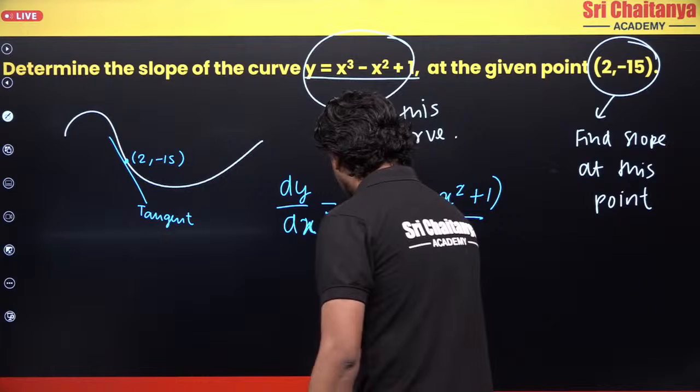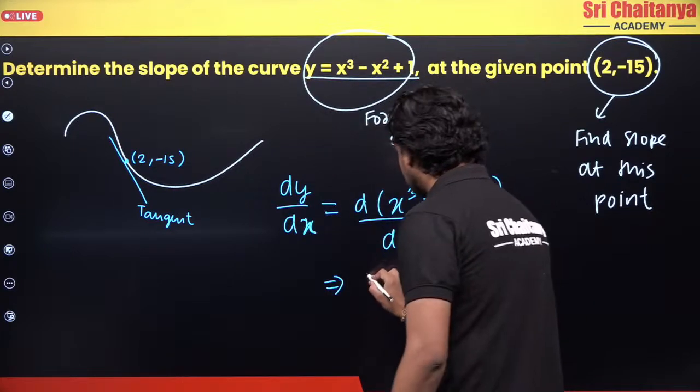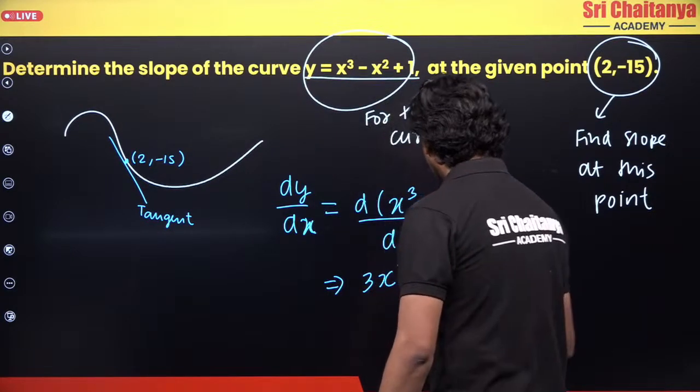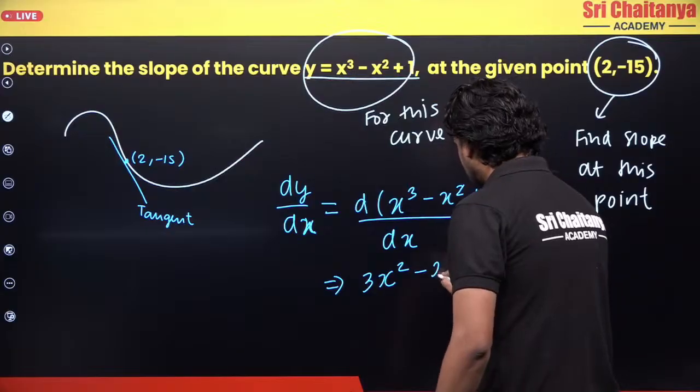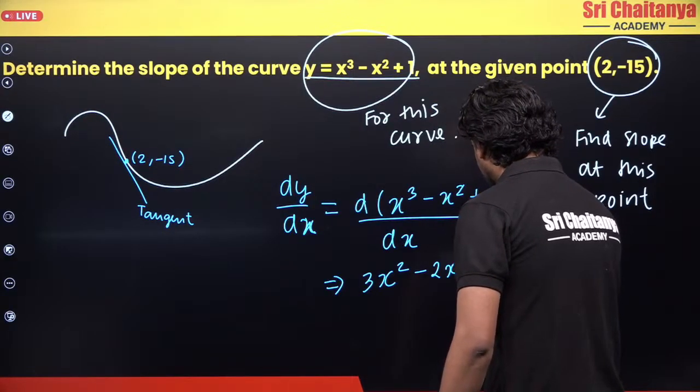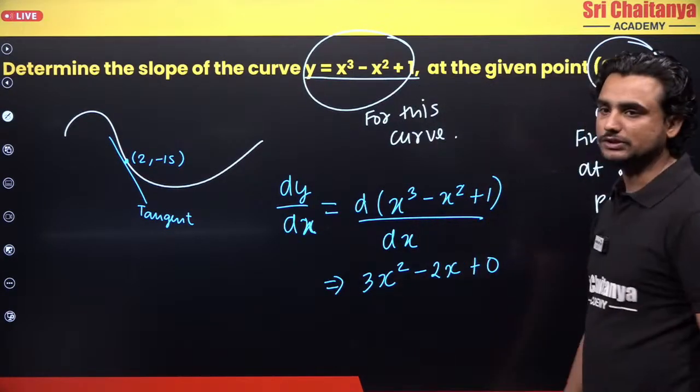So what do I have here? Differentiation of x cube is how much? 3x square, minus differentiation of x square, which is 2x, plus 1 is 0. So this is my differentiation.